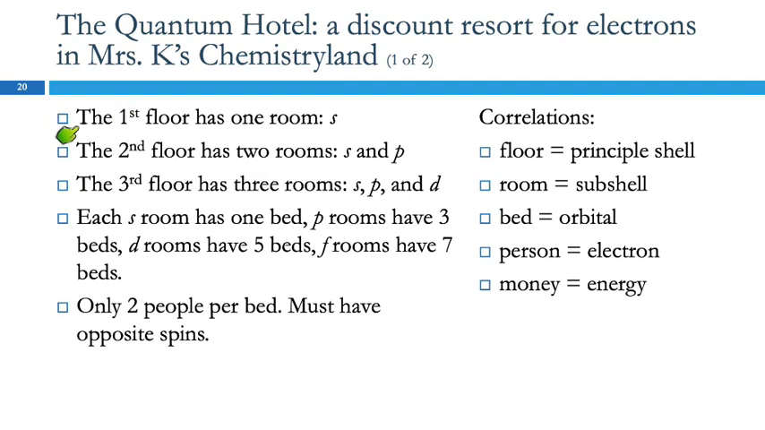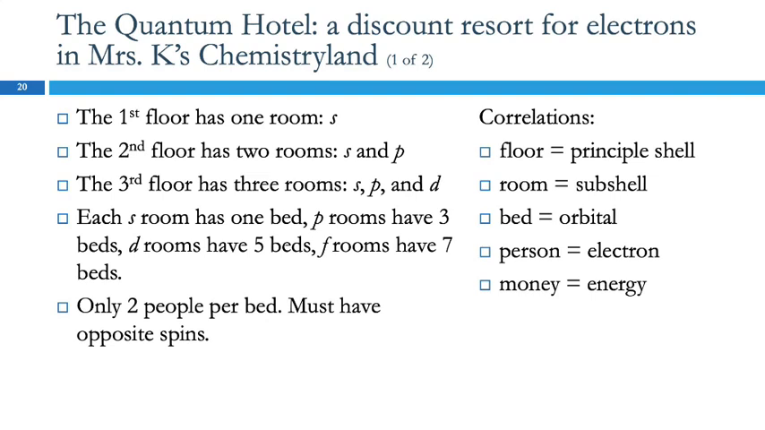The first floor has 1 room, the second floor has 2, the third floor has 3 rooms, right? The S room has 1 bed, P rooms have 3, D have 5, F have 7. How do you remember that? Counting by odd numbers: 1, 3, 5, 7. Okay. It comes from the combination values of L and M sub L, but we don't want to think about that, do we? No, we don't want to do that.